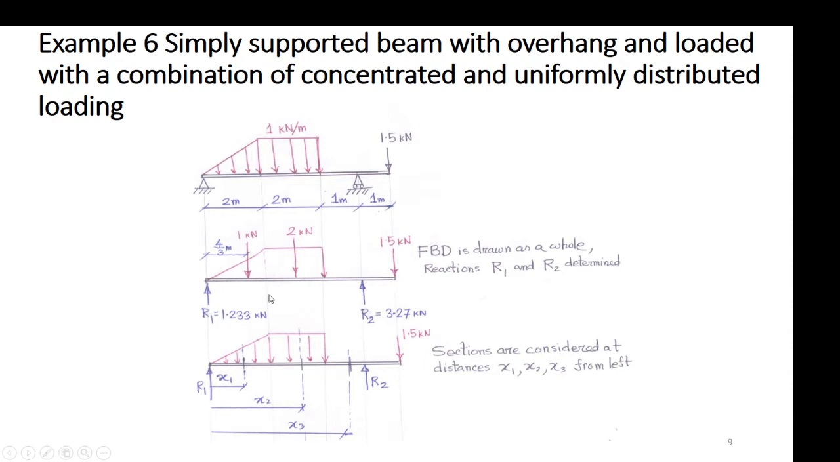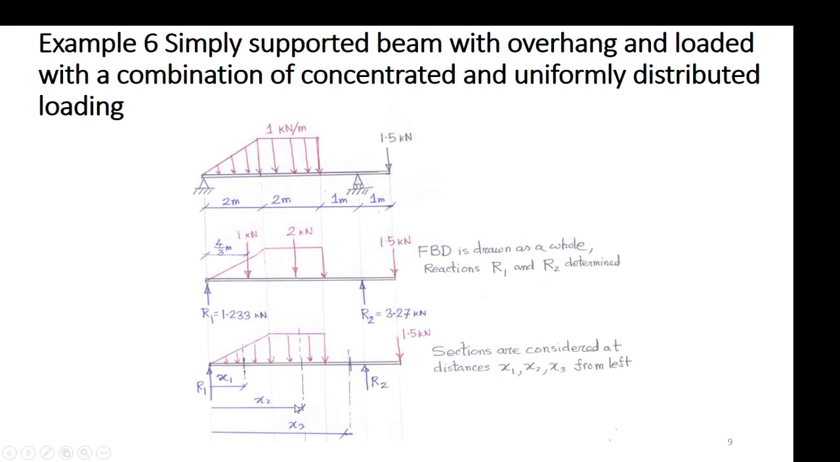Now, to find the reactions, you need to find the CG of this triangular loading, which is very easy. It is actually 2/3 from the left end of this triangle. And the center of gravity of the loading which is uniformly distributed over 2 meters is just in the middle, 1 meter from this end, 1 meter from this end. So you can easily find the reactions.